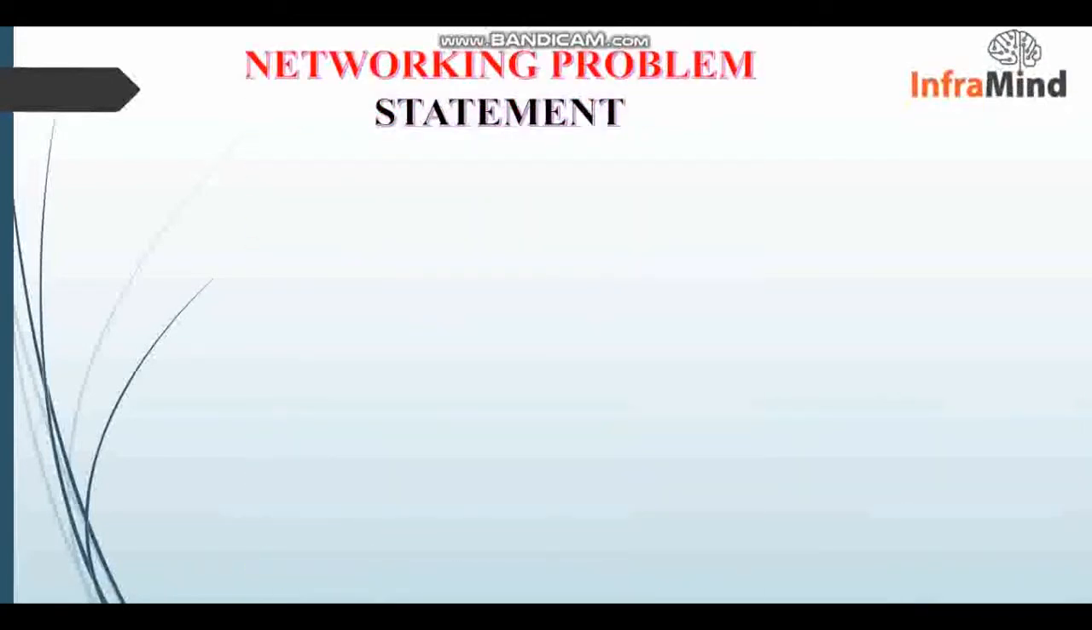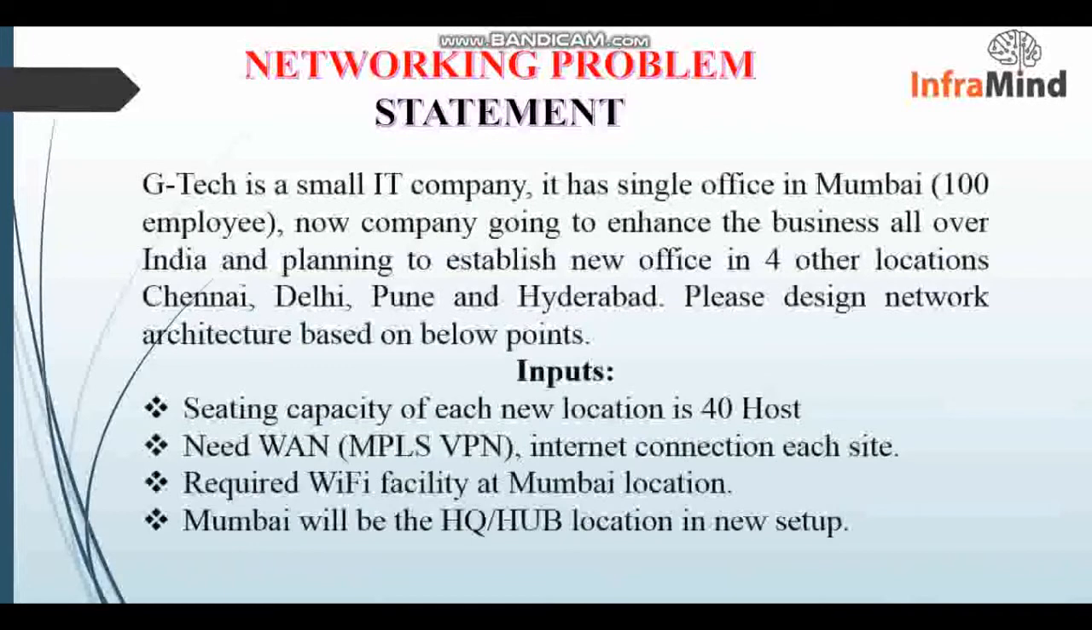This video is based on the TCS InfraMind contest, and the constraint solution is obtained for the networking problem statement. The requirement is to provide network setup for an IT company located in Mumbai, which is planning to establish its new office in 4 different locations: Chennai, Delhi, Pune, and Hyderabad.